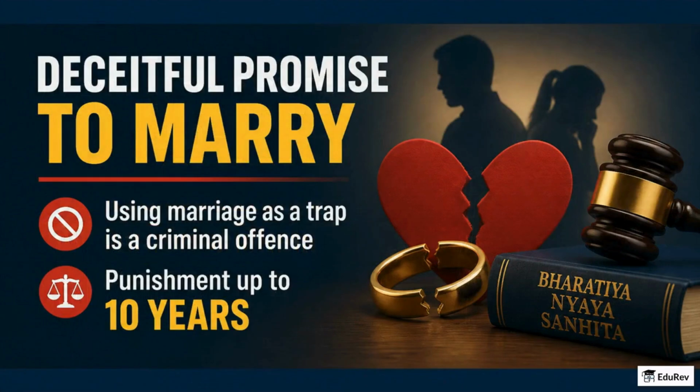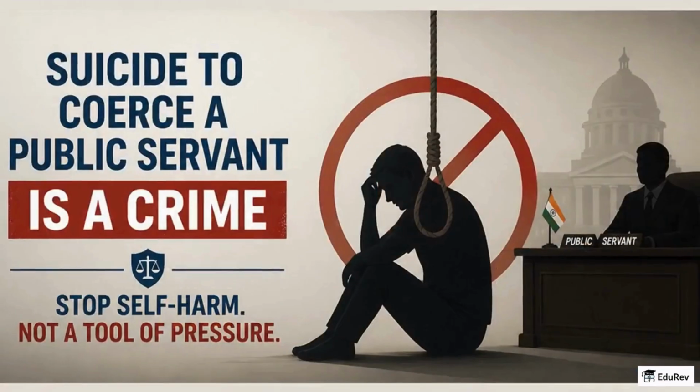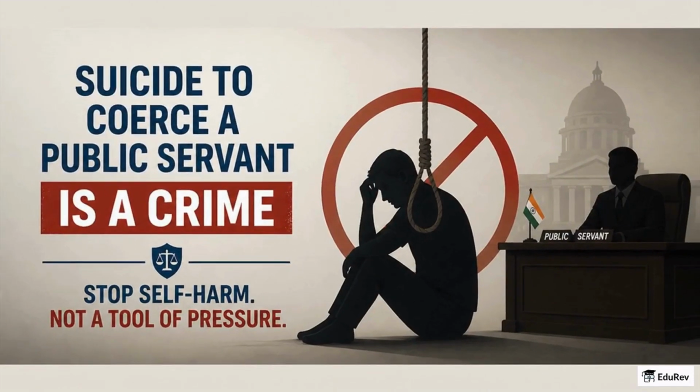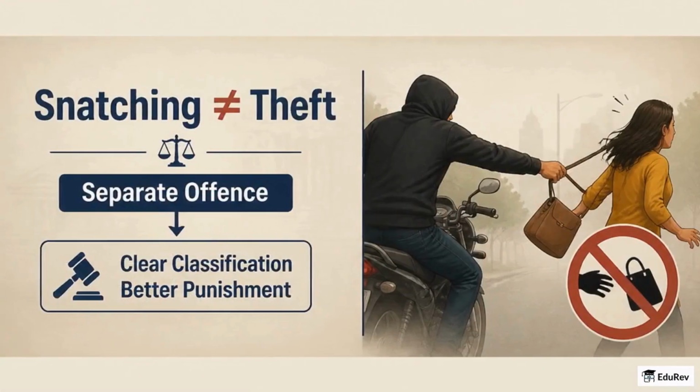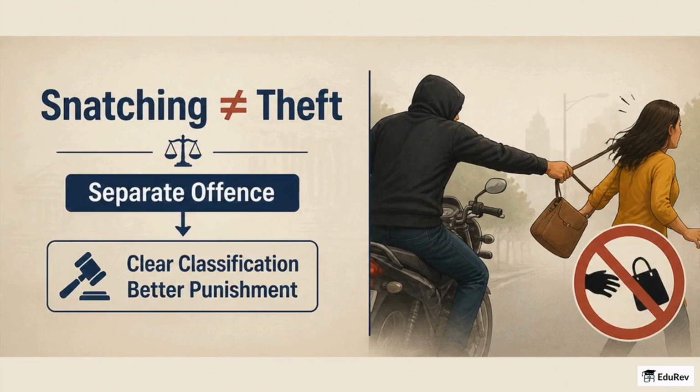A new offense criminalizes a deceitful promise to marry when marriage is used as a trap, with penalties up to 10 years. In a targeted move, attempting suicide to coerce a public servant is criminalized, aimed at preventing self-harm as political pressure. Snatching is separated from theft as its own offense, simplifying classification and punishment for common street crimes.